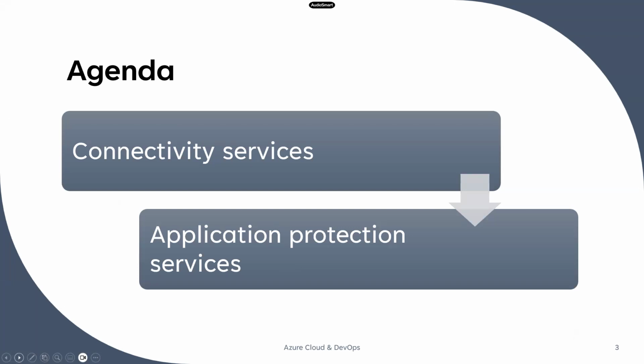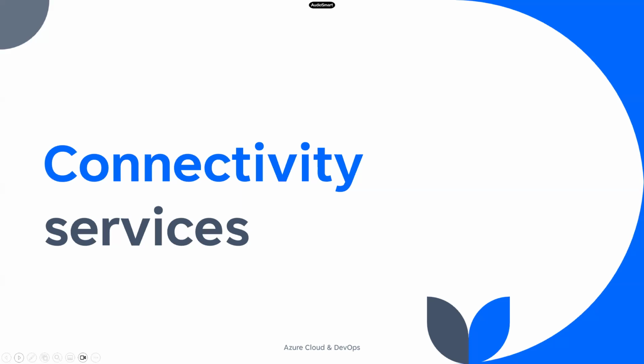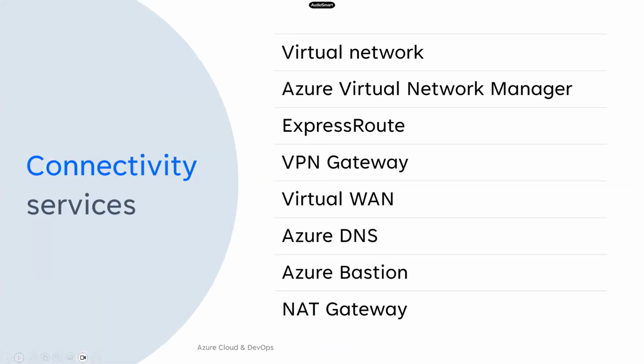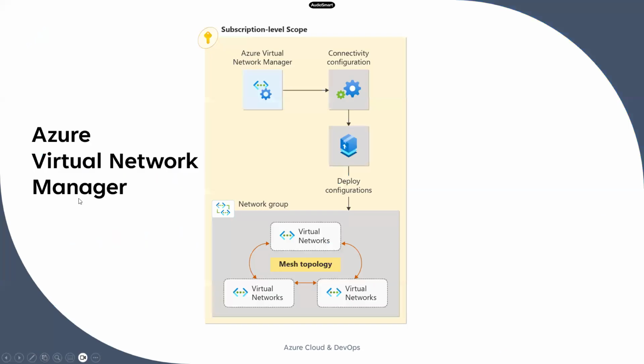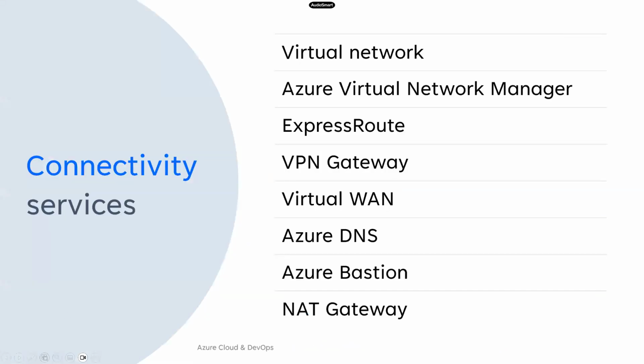And regarding the connectivity services, we do have different kinds of services. Yeah, we have Virtual Network Manager. Virtual Network Manager is something that we use to manage different VNets. It's a kind of management service with which we can group and configure virtual networks easily. That's what it is.